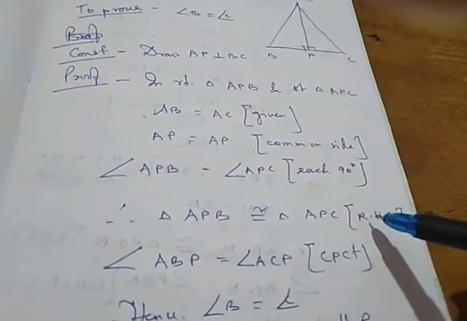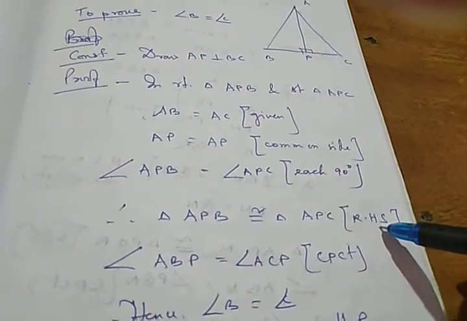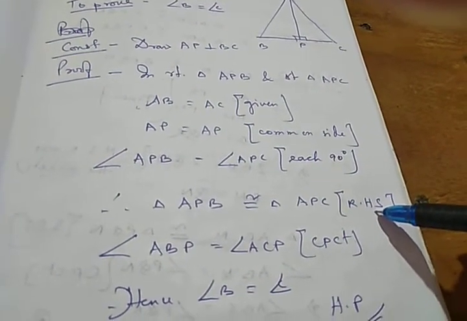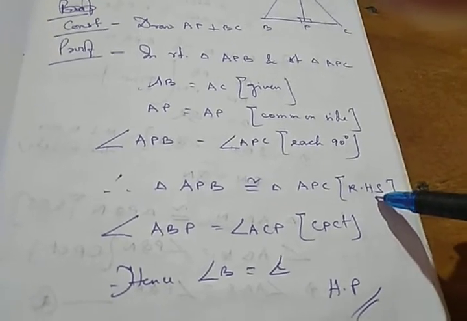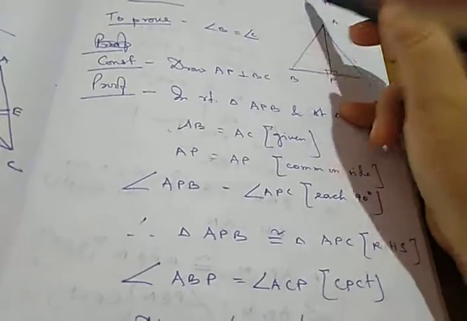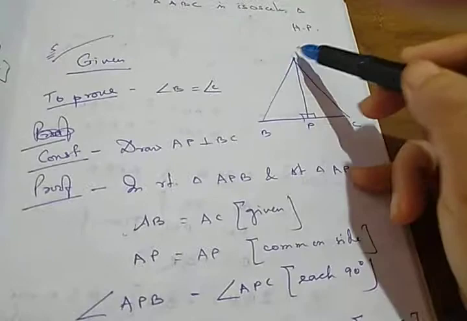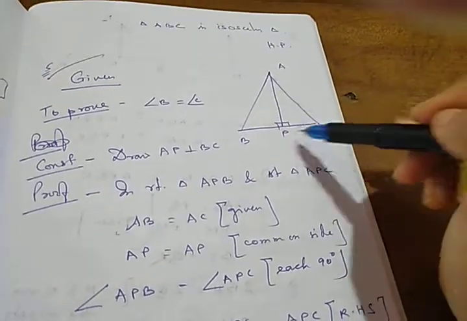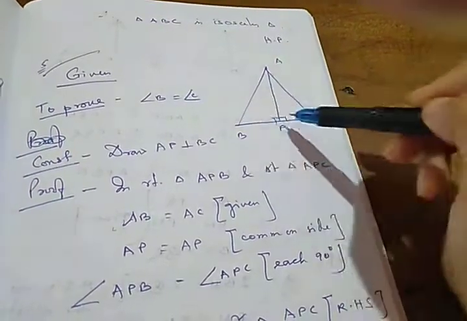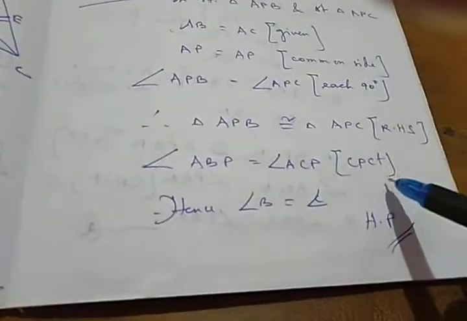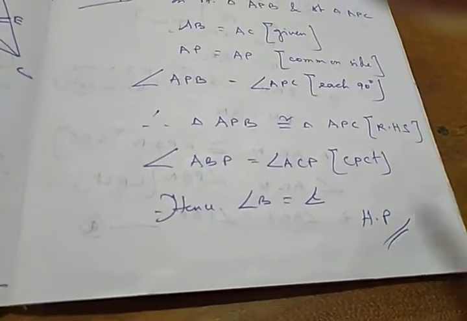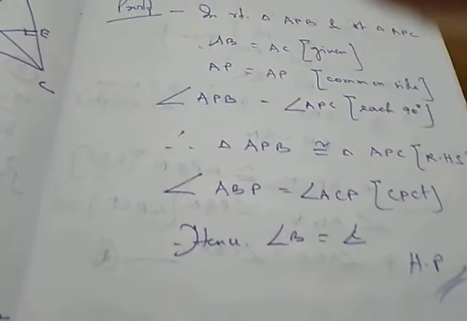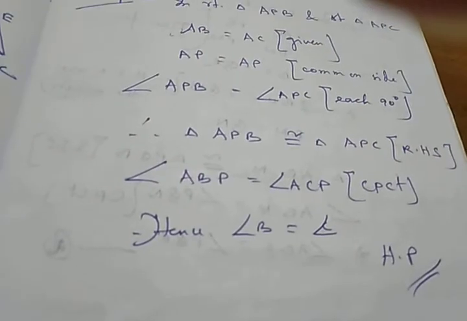So these two triangles are congruent with the help of RHS, that is the last congruency which I have shown you. Therefore, with the help of congruence, we can write that angle ABP equals angle ACP. That means angle ABP is angle B and angle ACP is angle C. So with the help of CPCT we can write these two angles are equal. So hence proved. Okay, thank you.